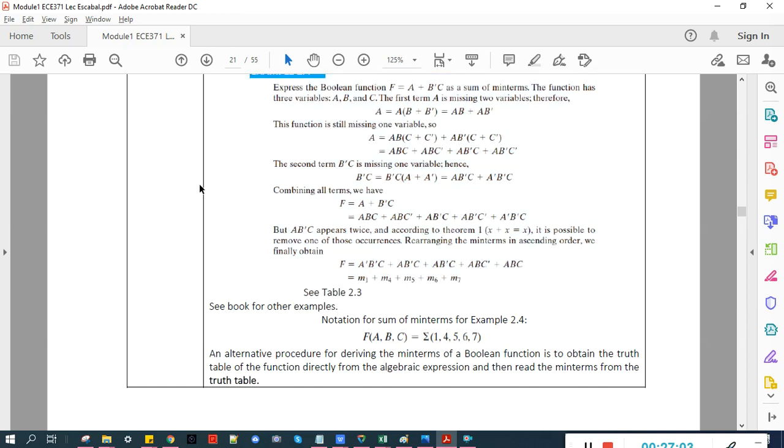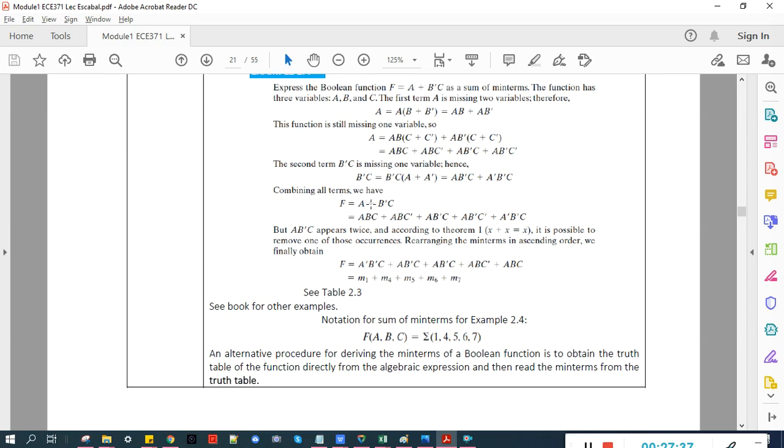The second term is B prime C, which is missing only the variable A. So we multiply by 1, which is A plus A prime, equal to 1. Using the distributive property again, this becomes AB prime C and then A prime B prime C. So everything is already in minterms. B prime C is just equal to this.